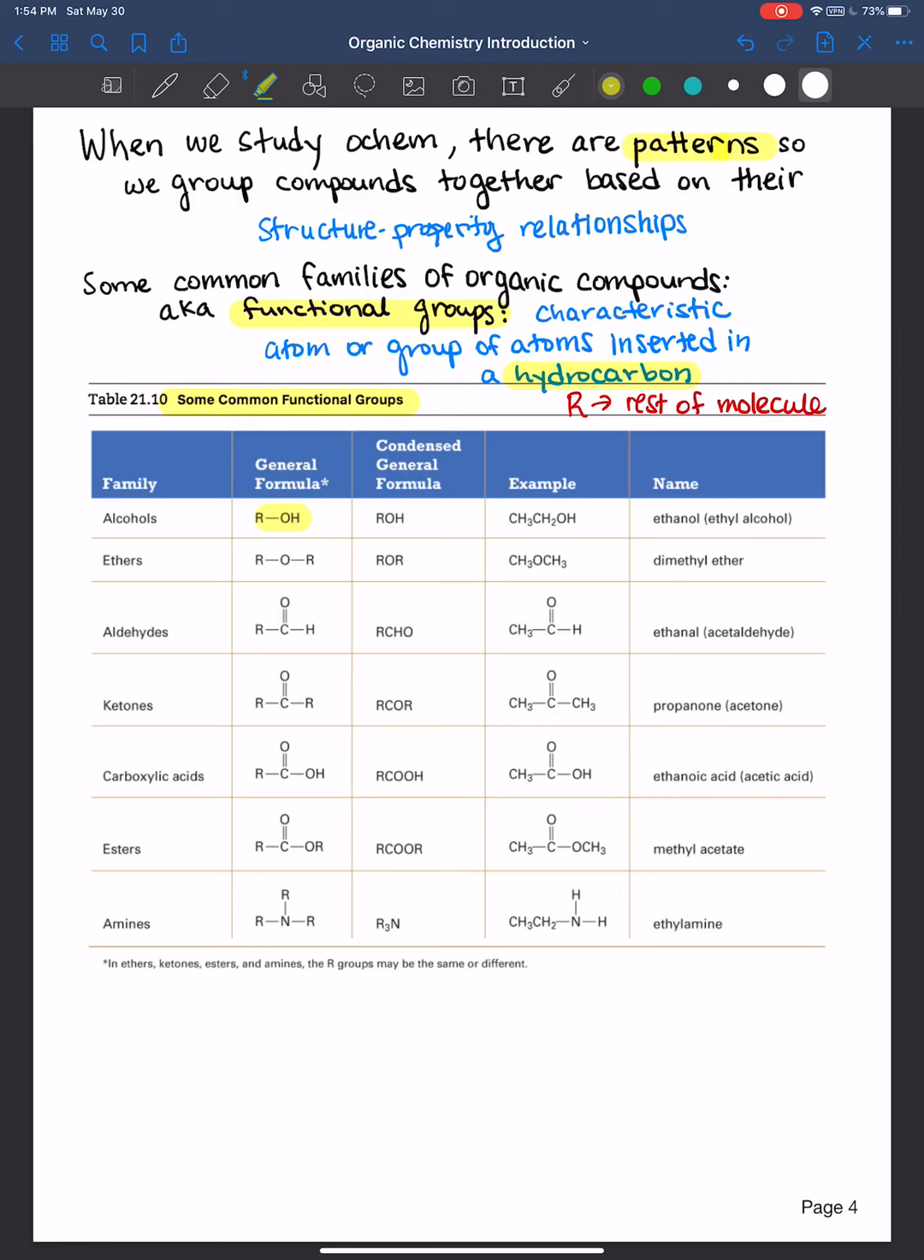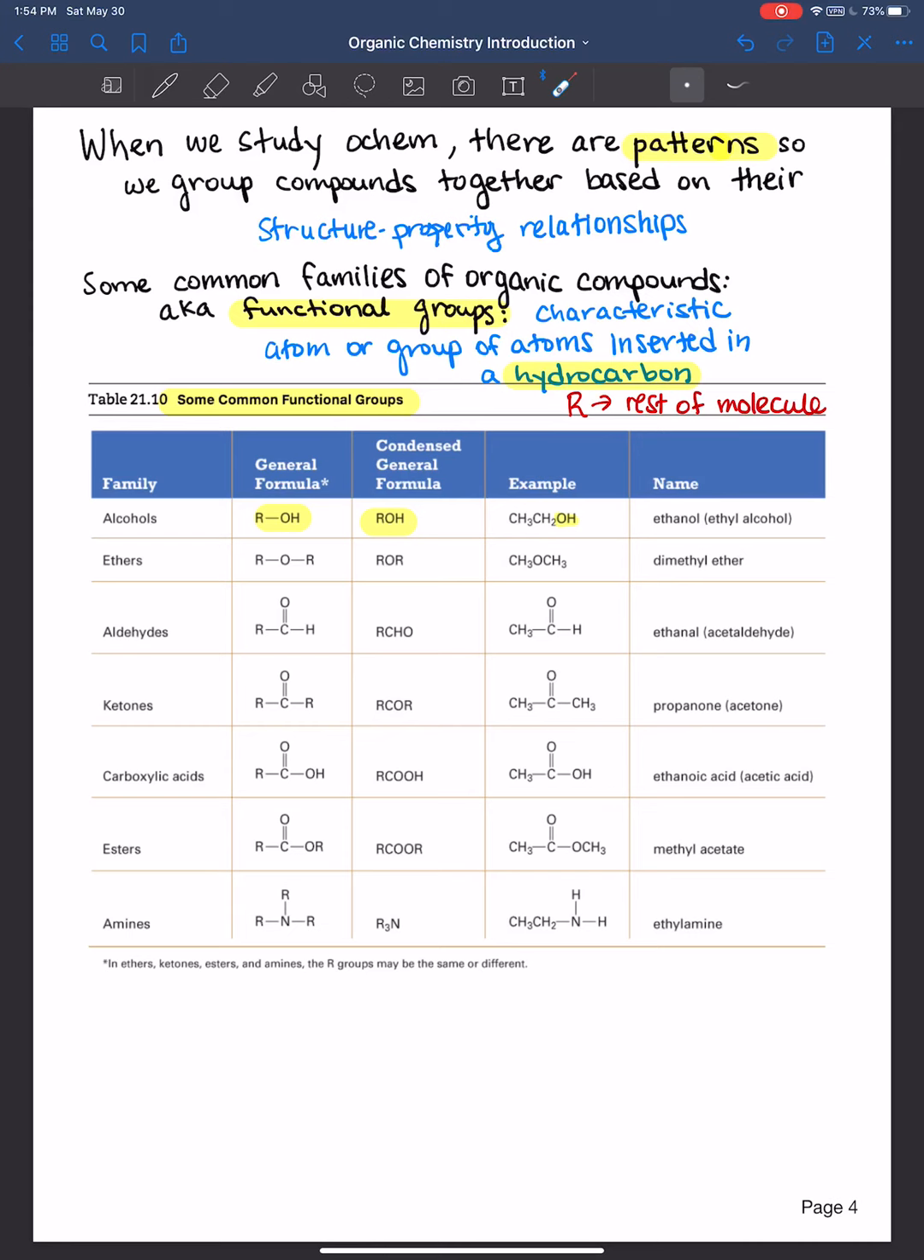Okay. Now we can also represent the formula as a condensed form, where we just don't include the lines, the bonds. And an example here is ethanol. We see the alcohol here, and the CH3CH2 is the hydrocarbon. It's commonly known as ethanol, or it can also be named as ethyl alcohol.